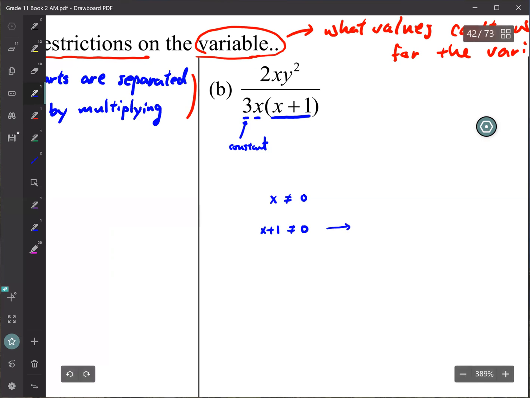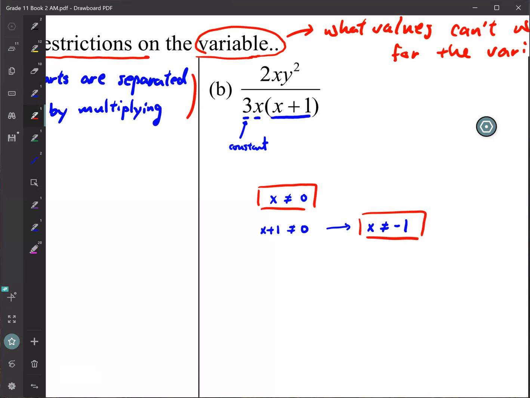We need to isolate the x. You just isolate the way you solve an equation, same way. The only difference is you have not equal to, right? So you move the 1 over, and get x cannot equal to -1. So those are the two values you cannot use in the variable, right? If I substitute -1 into the x, it will make the third part become 0, and that's not good.